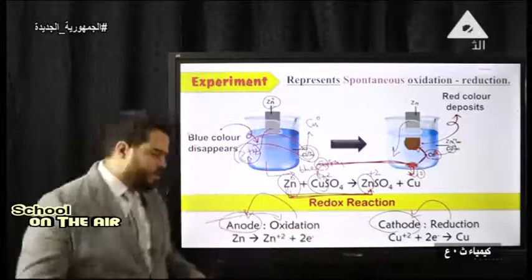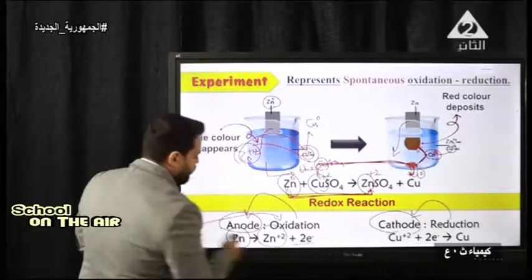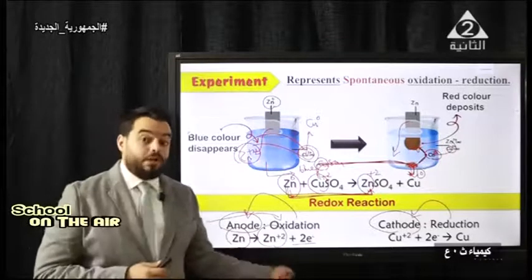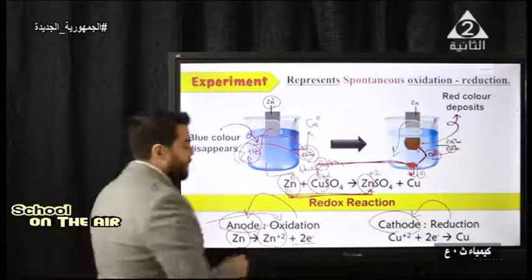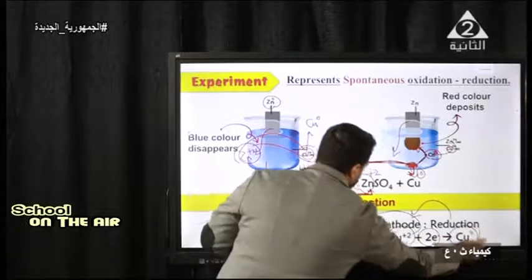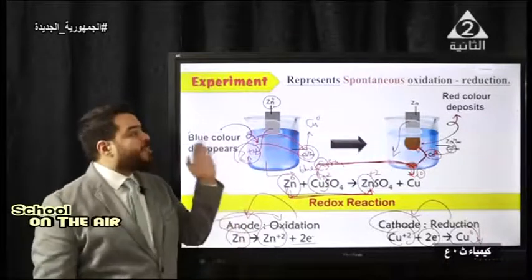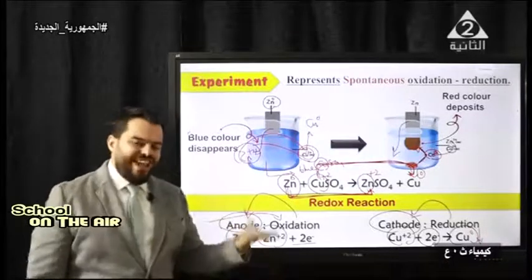In all galvanic cells, anode is making oxidation, and in all galvanic cells, cathode is making reduction. Okay? So anode half cell is zinc when it loses the electron, so it transfers to zinc positive 2. And here, copper positive 2 is gaining 2 electrons to change into copper neutral atom. And that we call a spontaneous redox reaction.